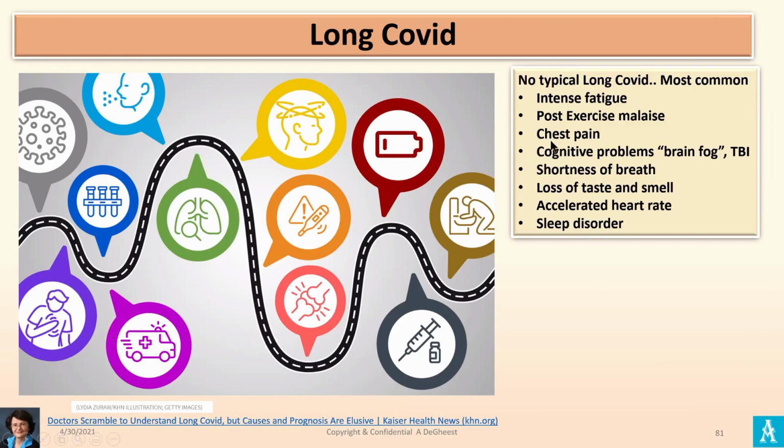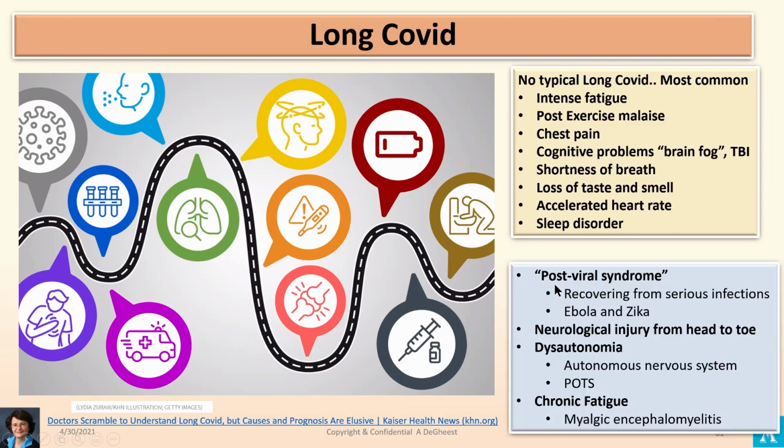A lot of these people feel chest pain, acute chest pain. They also have cognitive problems. It's really like a traumatic brain injury, like a concussion. It's not like dementia. It's really like a brain fog. They have shortness of breath, which could be due to cardiac or lung problems there. They've lost their taste and smell even after 9 months. They have accelerated heart rate where they go from 60 beats per minute to 160 beats per minute suddenly there. And most of them have sleep disorder problems.